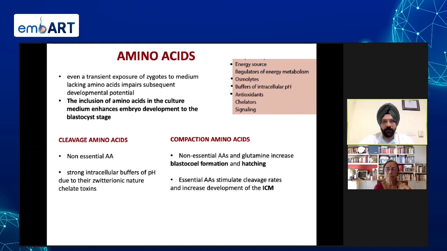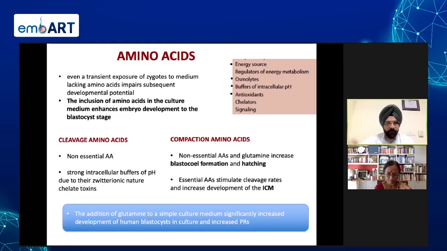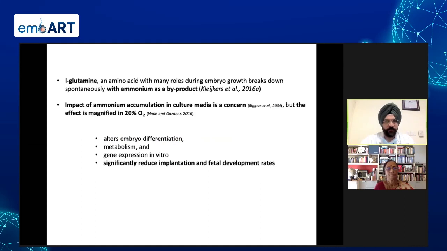At compaction, both non-essential as well as essential amino acids are present in these medias. Non-essential amino acids and glutamine increase blastocyst formation and hatching, whereas essential amino acids stimulate cleavage rates and increase development of the ICM, or the inner cell mass. It was seen that the addition of glutamine to a simple culture media significantly increased development of human blastocysts in culture and increased the pregnancy rates. So that means glutamine is a very important component, but then it comes with its own drawbacks.